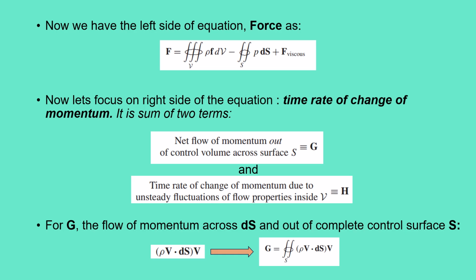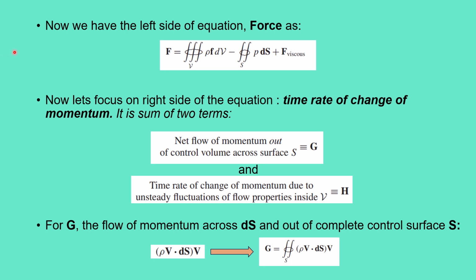Now that we have discussed the left side of the equation, which is the total force, it includes both the body force and surface forces, which is pressure and viscous. So, this is our complete expression for force, that is F equal to volume integral of rho f dV minus surface integral of p dS plus F viscous.